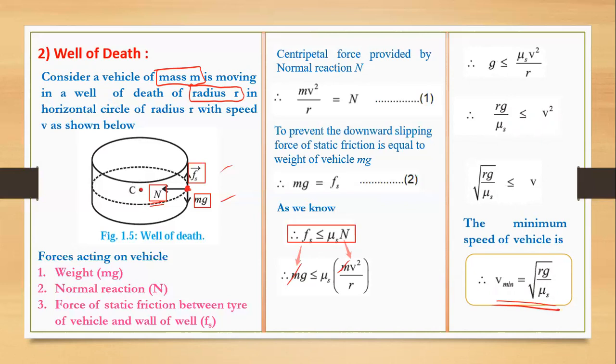If the speed is less than this, then the vehicle comes down. So the vehicle slips downward. So this is the minimum speed to move in a horizontal circle. If the speed is greater than this speed, then it's okay, no problem. So easily the vehicle can complete the horizontal circle. Okay. So this is the formula for the minimum speed of a vehicle in the well of death. I hope you understood this article.